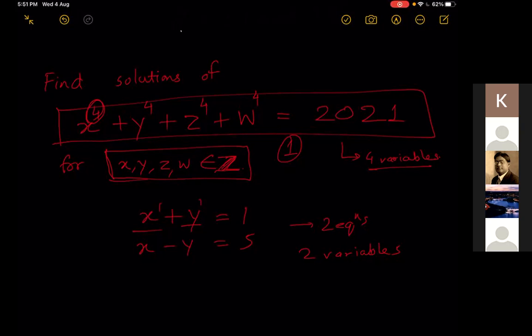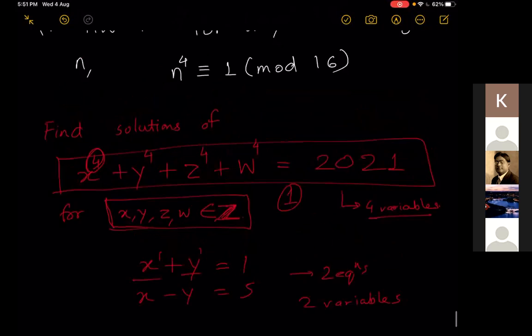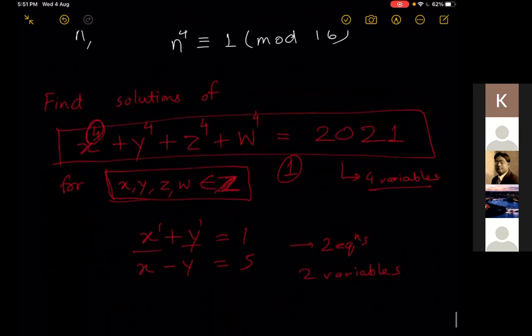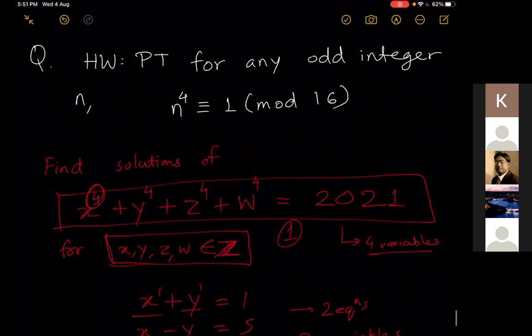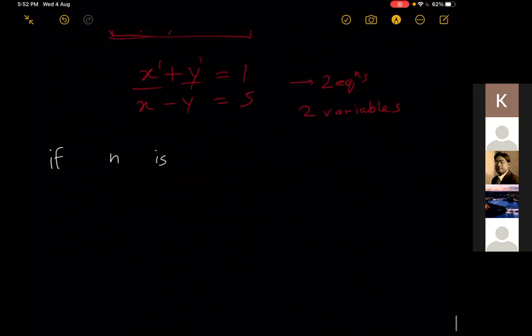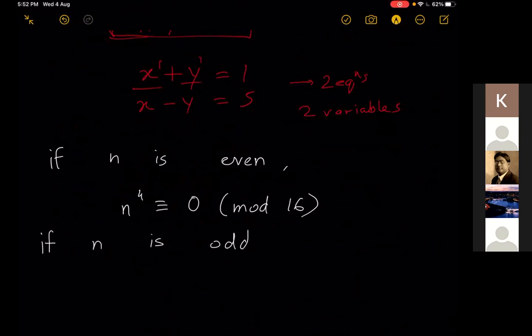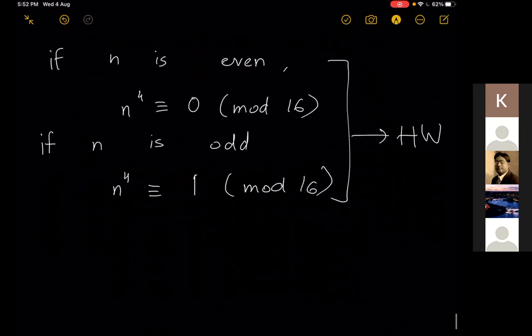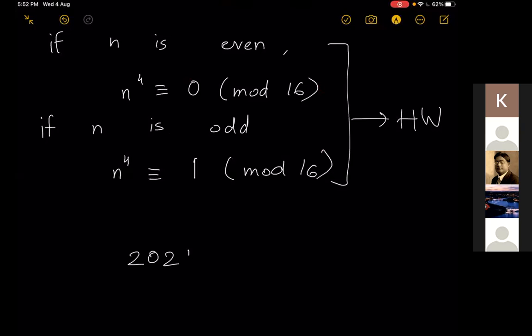I don't think you even need to factorize 2021. There is an even better method. For example, if n is even, n to the power 4 is congruent to 0 mod 16. If n is odd, n to the power 4 is congruent to 1 mod 16. This you have to prove as homework. For now, assume it is true. Now, 2021 is congruent to how much mod 16? Calculate this.